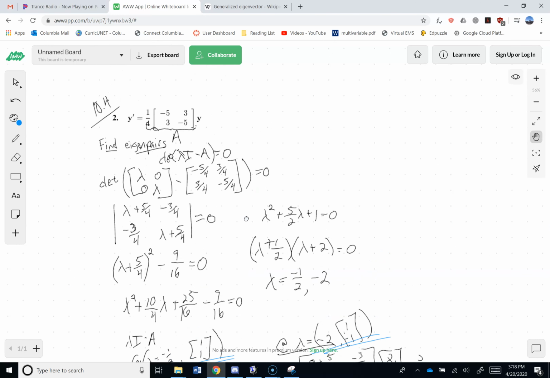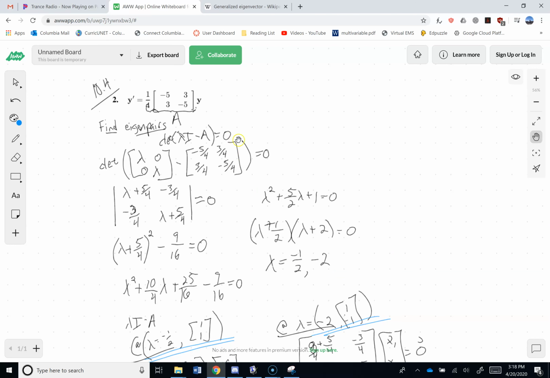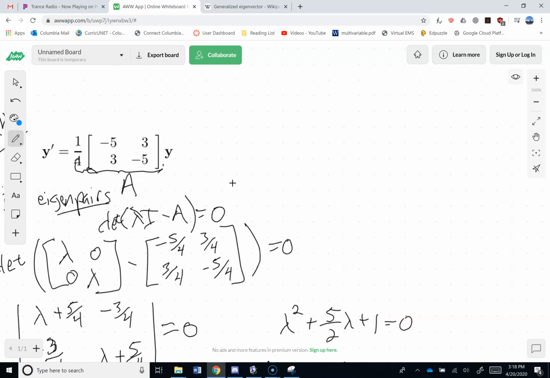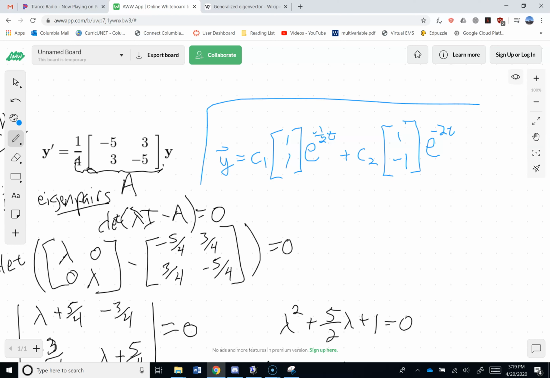Okay, so I'm gonna go way back up to the top here. And I'm gonna say, all right, so that means that y is C1, and then what's my vector? 1, 1, and that goes with e to the, what was the eigenvalue? -1/2, times t, plus C2, and then 1 -1. And then times e to the -2t.